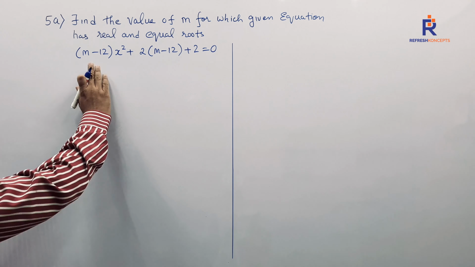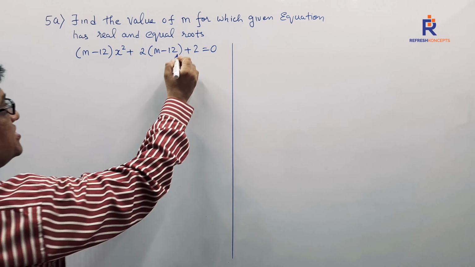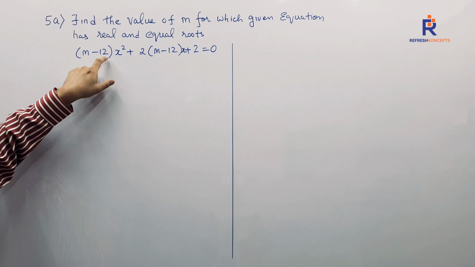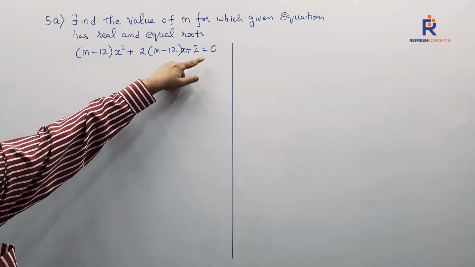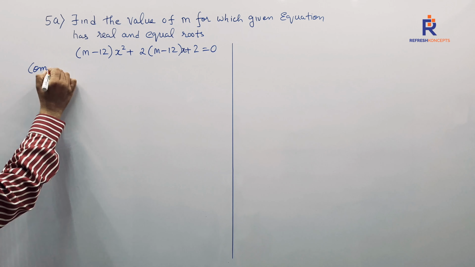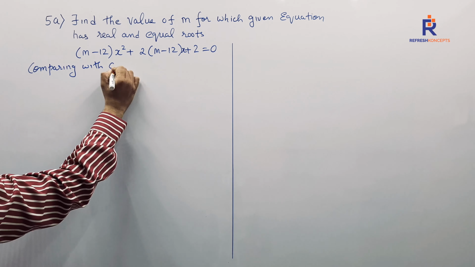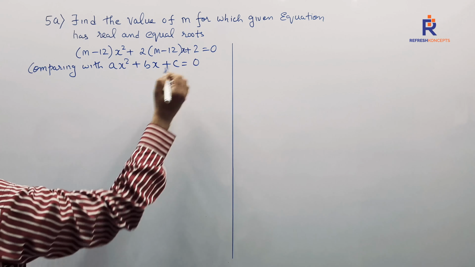So first of all, we are going to compare this question with ax square plus bx plus c equals to 0. So what is my question? The question is (m minus 12) x square plus 2 into (m minus 12) x plus 2 equals to 0. Comparing with ax square plus bx plus c equals to 0.